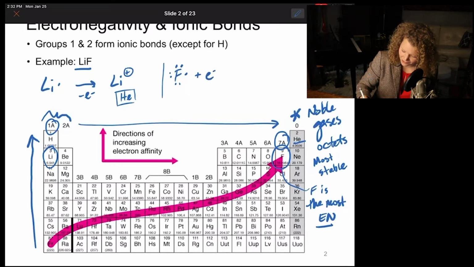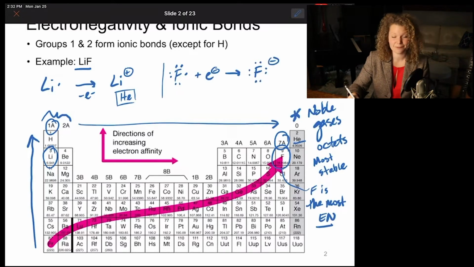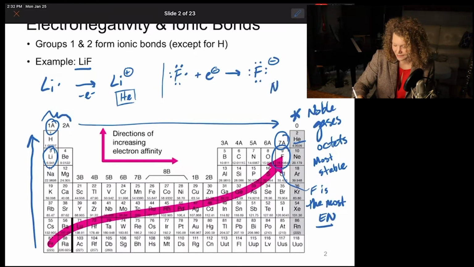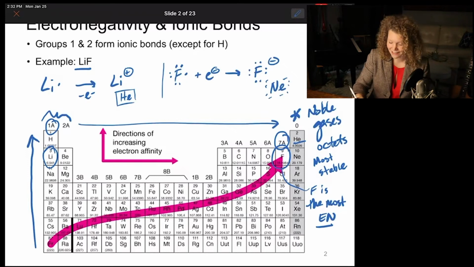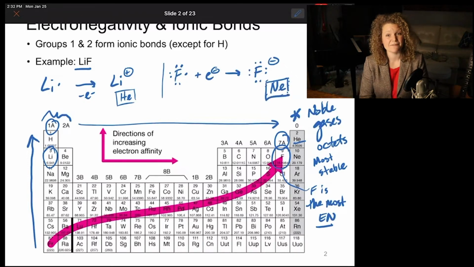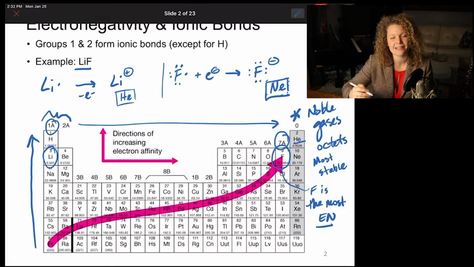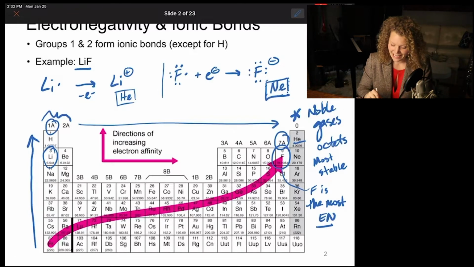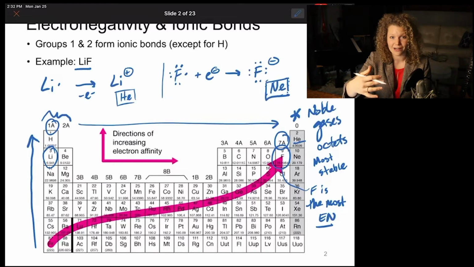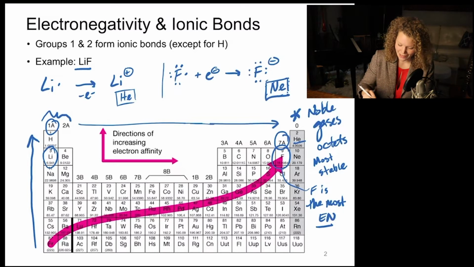Fluorine, on the other hand, would love to gain an electron. Because this configuration is very similar to neon. Now it has its full octet if it gains an electron. This is why lithium fluoride exists as an ionic compound, because lithium can transfer an electron and give one to fluorine. So what you'll have here is you'll have a lithium plus and a fluorine minus.